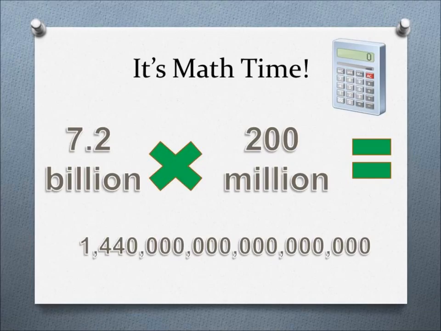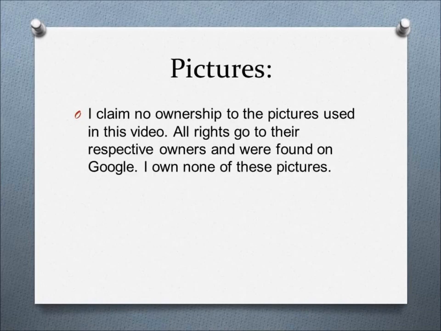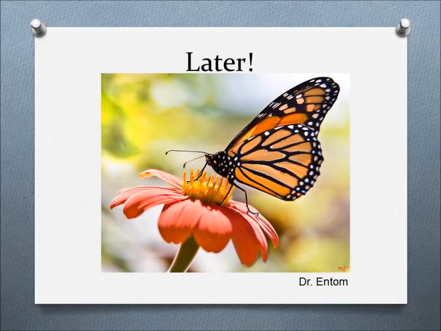And if you want to know how many insects there are per person, the answer is for every one of us, there are 200 million insects. And if you want to find out how many insects we have right now, based on this little bit of information, you take our population and multiply it by 200 million. And the answer is some large number with 16 zeros at the end of it. And seeing how that there are 200 million of them for every one of us, we are seriously outnumbered.